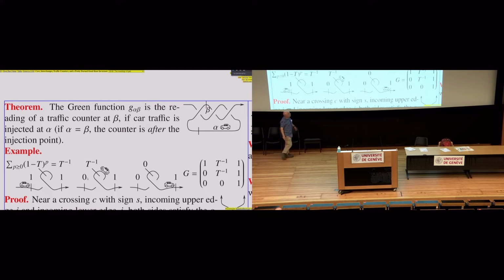Okay? Now, if you inject the car on edge number 2 instead of edge number 1, then the first counter counts 0, but this counter is unchanged. It's exactly the same looping that happens. And finally, if you inject the car at the very end, then these two counters don't count anything, but the last counter counts 1. So the overall green function matrix will be the matrix written over here. So 1, t inverse, 1 for the first row, then 0, t inverse, 1, then 0, 0, 1. Okay?